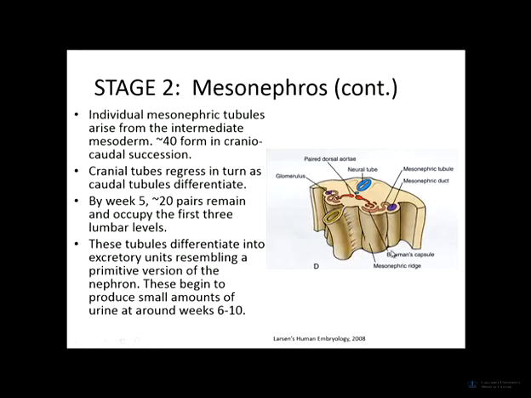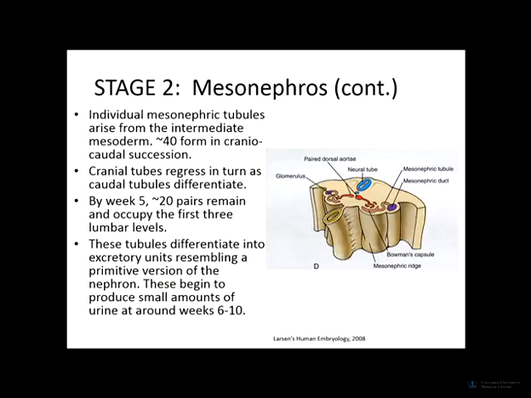And here's the mesonephric tubule, and now this is starting to epithelialize and form a tube, and that's connecting into that original epithelial tube, the mesonephric duct. And these individual structures, there are about 40, and they'll form in succession from the top of the embryo to the bottom of the embryo. The cranial tubes regress in turn as the caudal tubes differentiate and form.